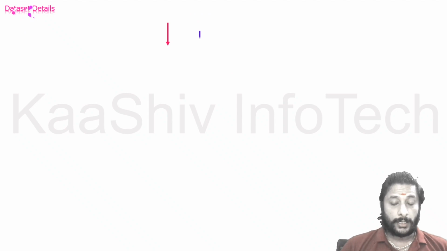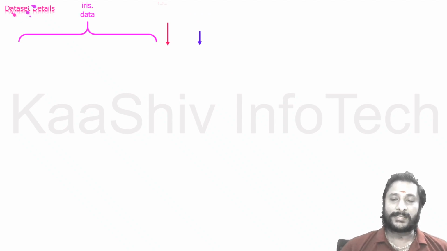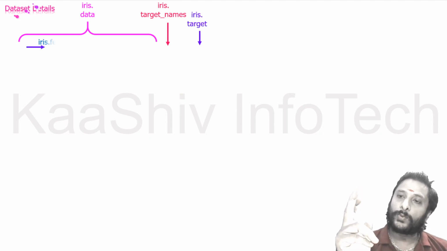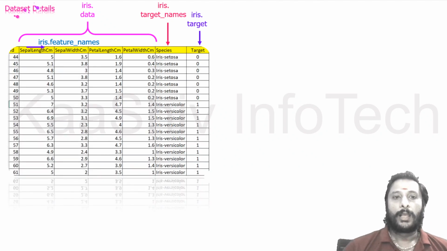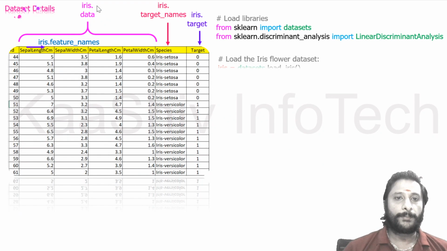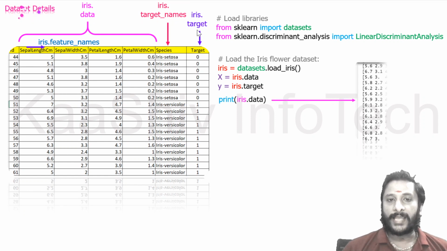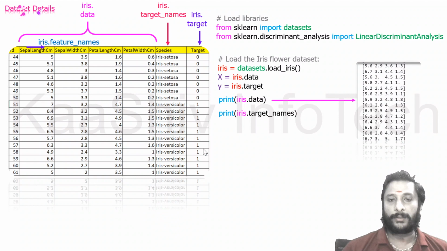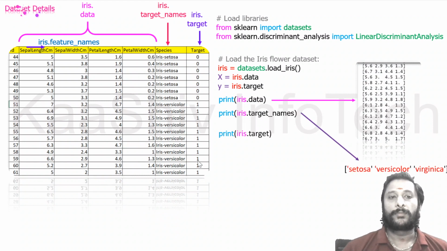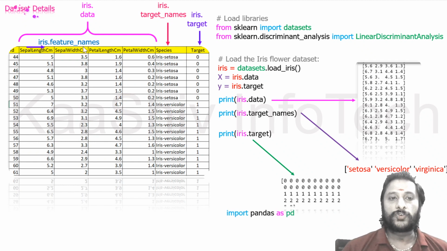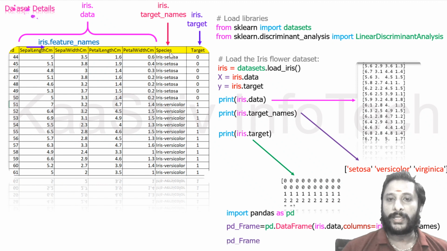Now let's discuss the datasets in more detail. As I told you, we have sepal length, sepal width, petal length, and petal width. These are all called iris.data, and this one is called iris.target_names. Instead of these target names, I can have target 0, 1, 2, a numerical representation. The column names are called features, so it's feature_names and target_names.